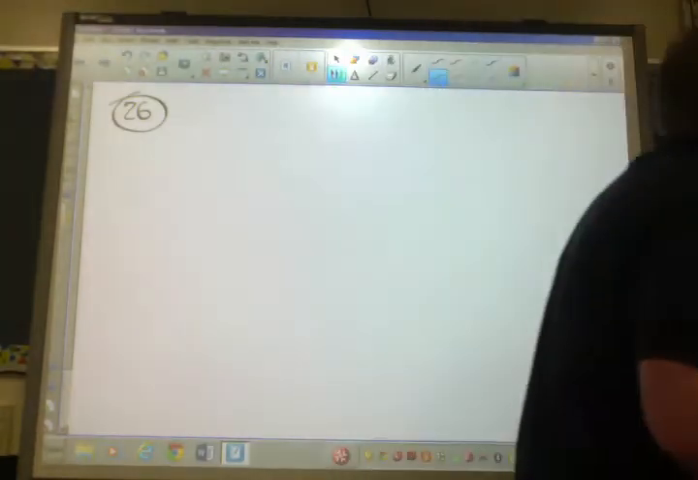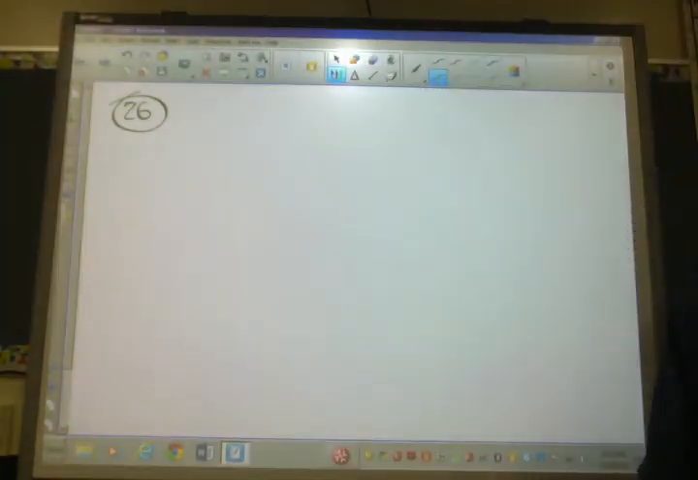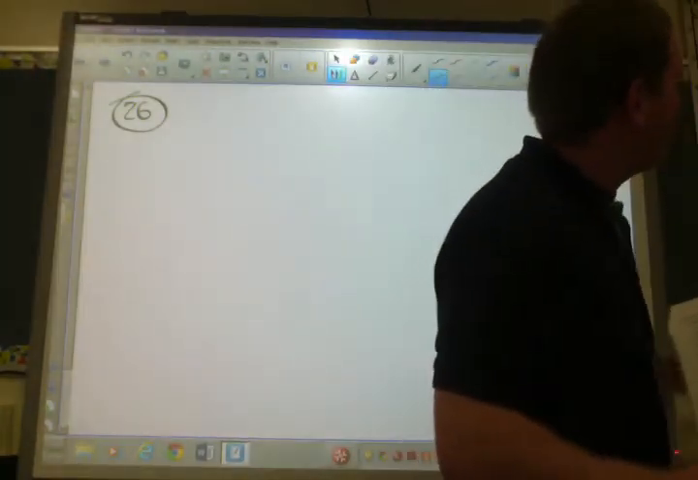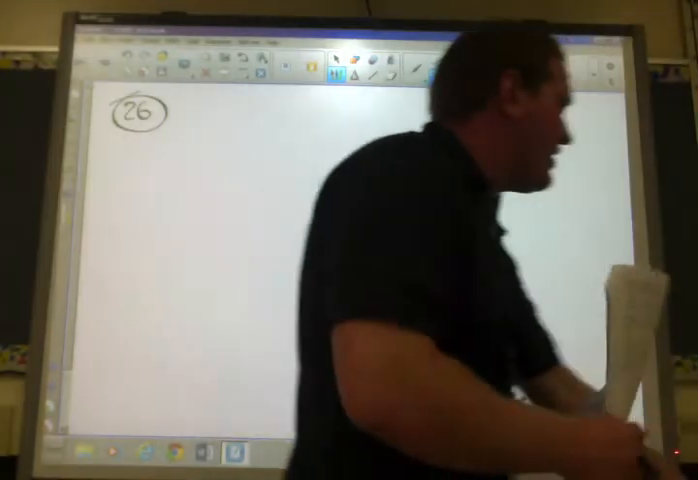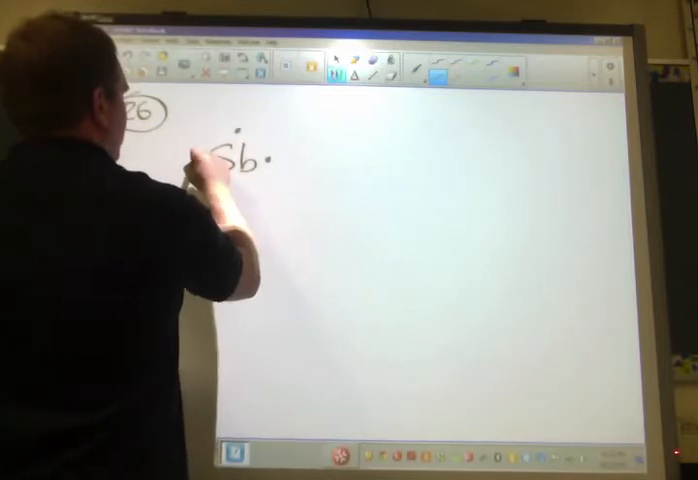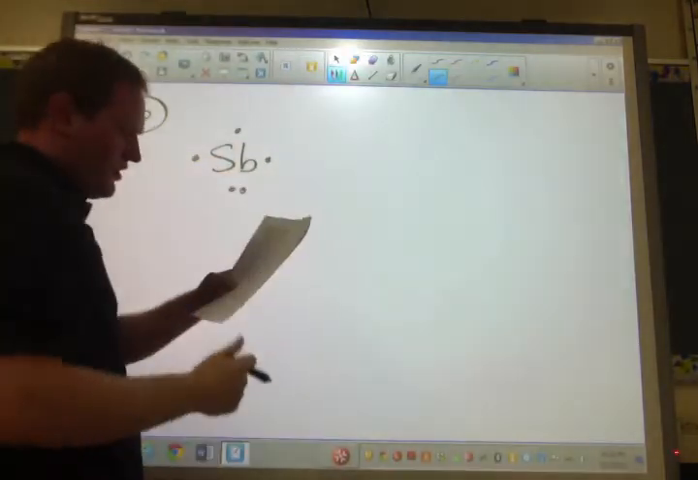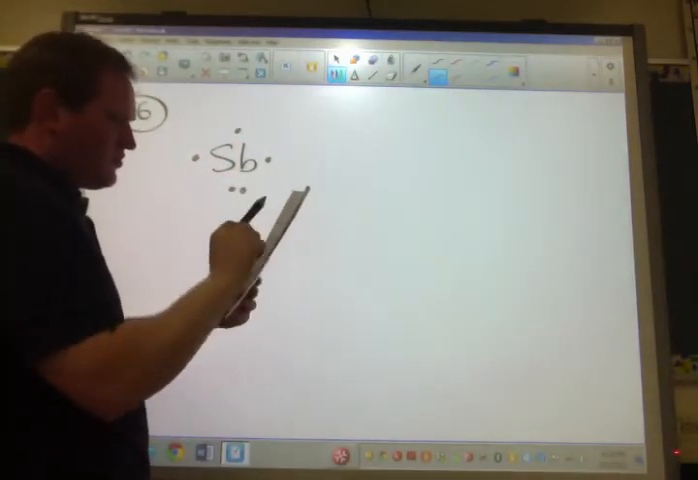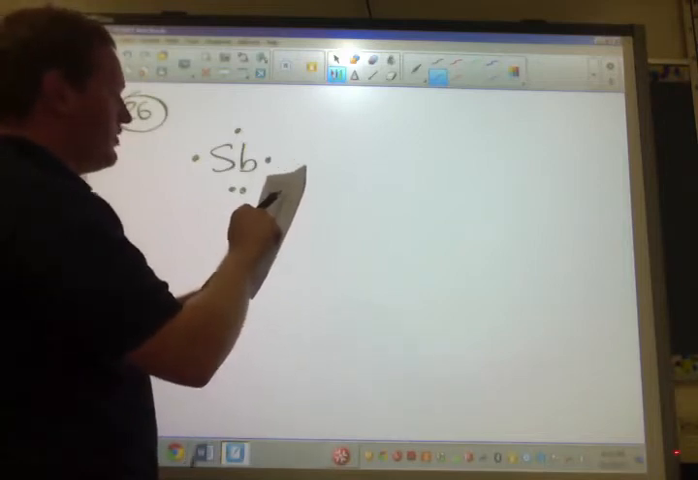That would be antimony. So that is in group 5A. I think that's got to be the first time we worked with antimony. 5A, so 5 valence electrons. What's my number here? This is 27.